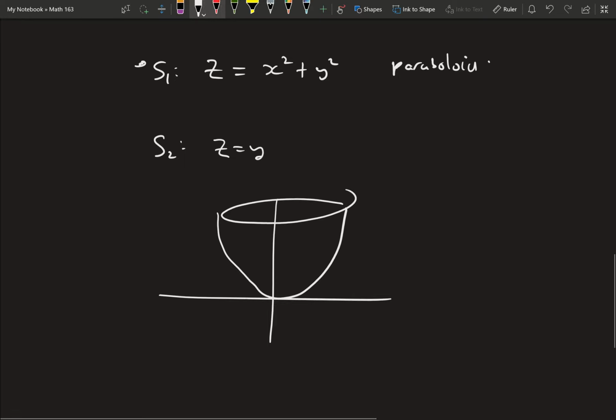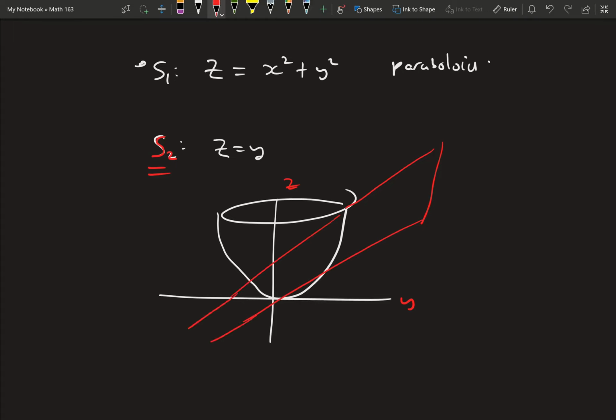And we're slicing that, so that's S1. Let me do S2 in red here. S2 is a plane. If this was the y-axis and this was the z-axis, then we would have a plane diagonally traveling downward like so, that would slice through this paraboloid.